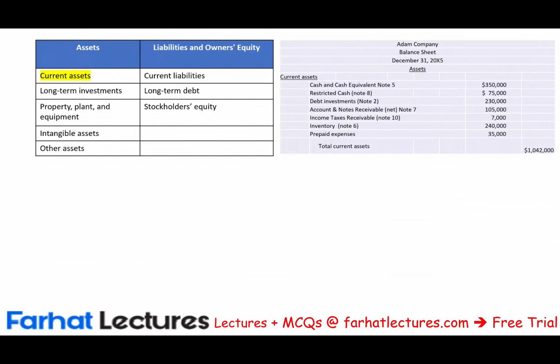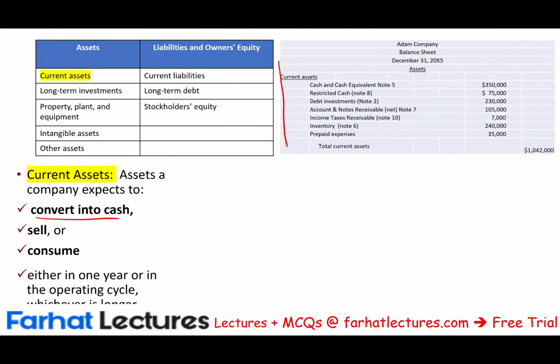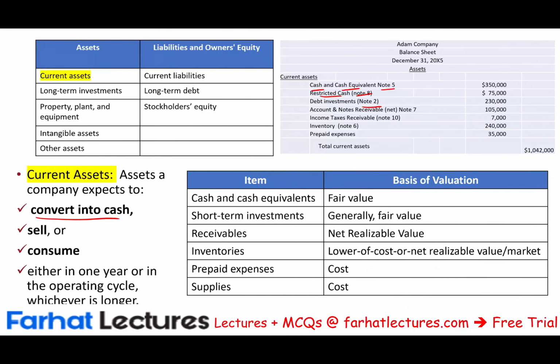So current assets, for the purpose of our example, this is the current asset section. First, we need to know what current assets are. Assets that are expected to be converted to cash, sold, or consumed within 1 year, or the operating cycle, we assume within 1 year. So let's examine these assets separately. Cash, cash equivalents, restricted cash. Notice here it says see note 5, see note 8, see note 2. So we're going to look at notes because on the balance sheet, the figures alone don't make sense unless they are supplemented with notes. So the first thing I want you to know is how do we report those current assets?